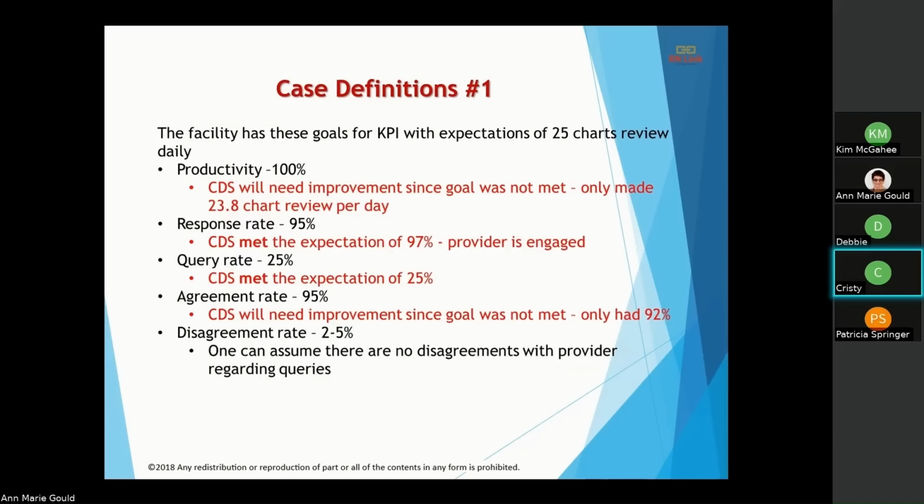And the response rate, the CDS met the expectation, so the providers engaged. The query rate also met the expectation. Agreement rate, like Deb said, CDS will need improvement since the goal was not met. It was only 92%. And disagreement rate, one can assume there were no disagreements with providers regarding the queries. And we already discussed that.